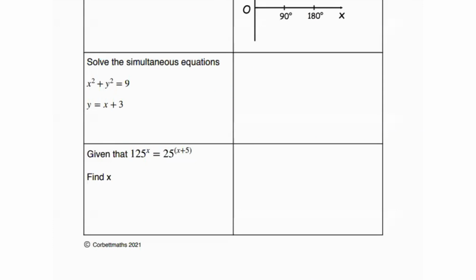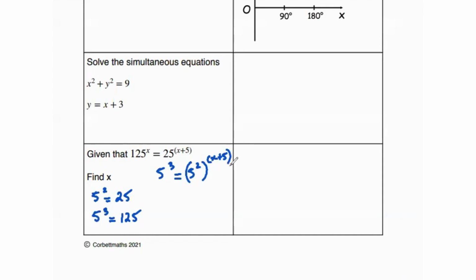Given that 125 to the power of x equals 25 to the power of x plus 5, find the value of x. We know 5 squared equals 25 and 5 cubed equals 125. So what we're going to do is replace 125 with 5 cubed and 25 with 5 squared. So all of these numbers are in the base of 5. So that's going to be 5 cubed equals (5 squared) whole power x plus 5.